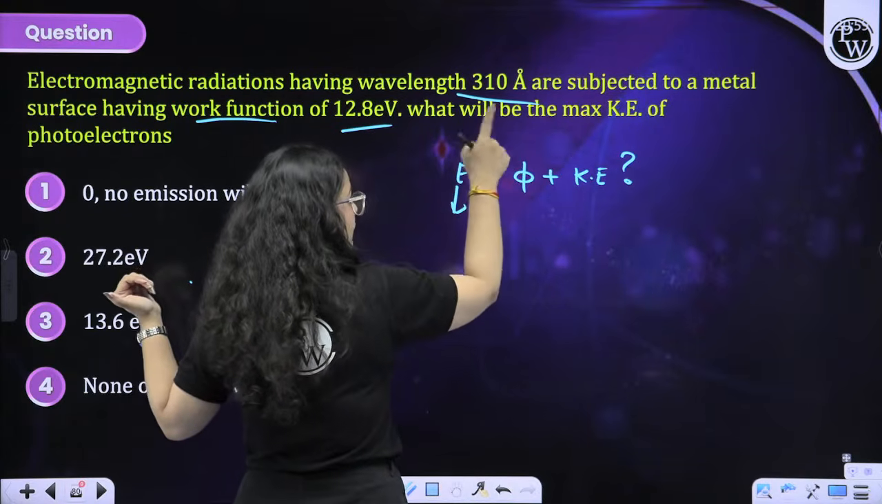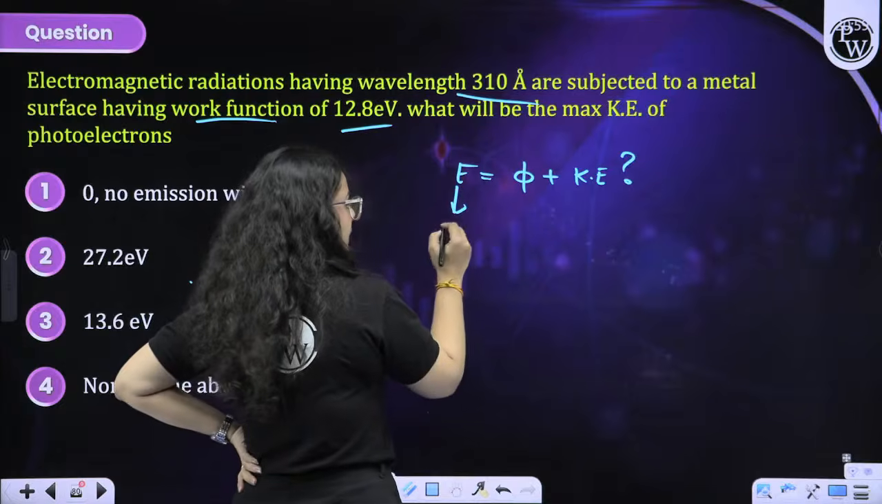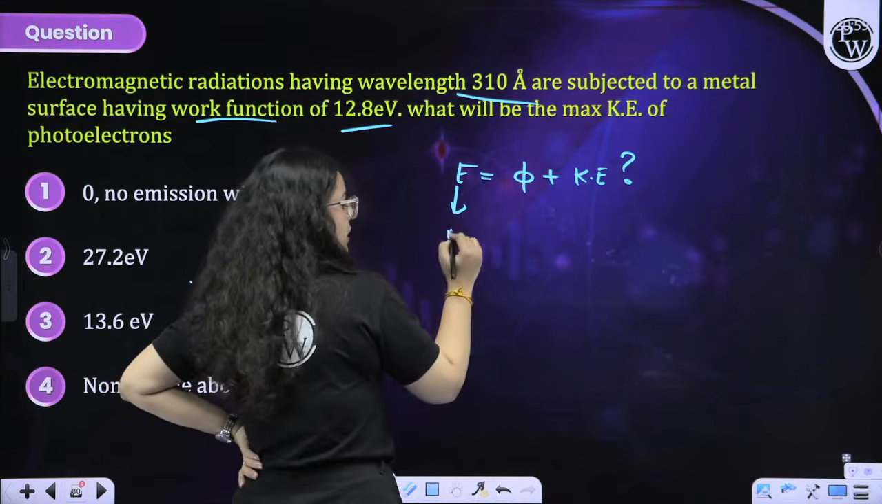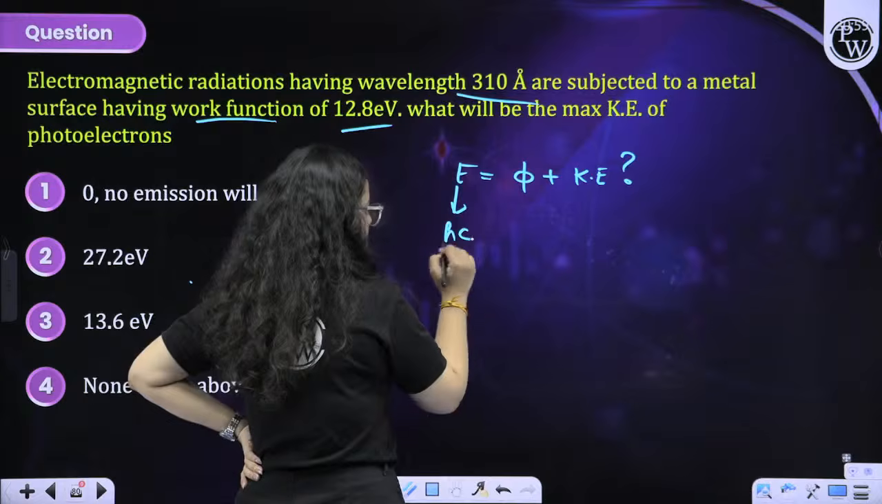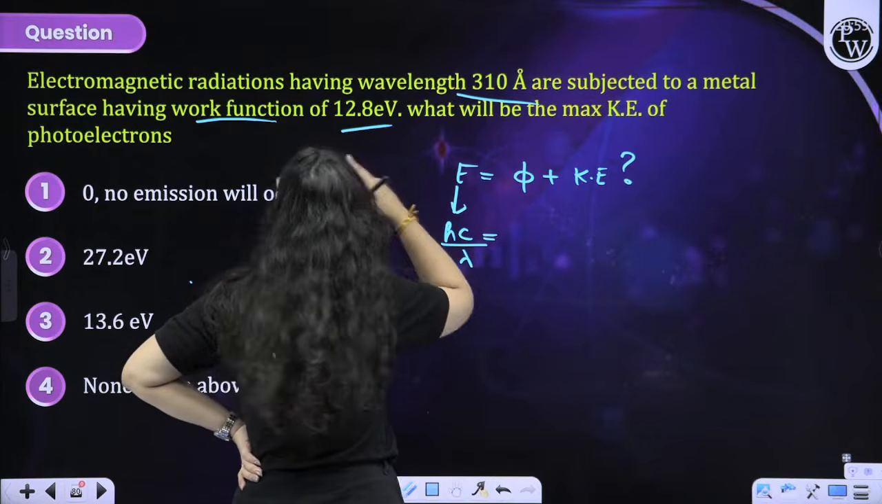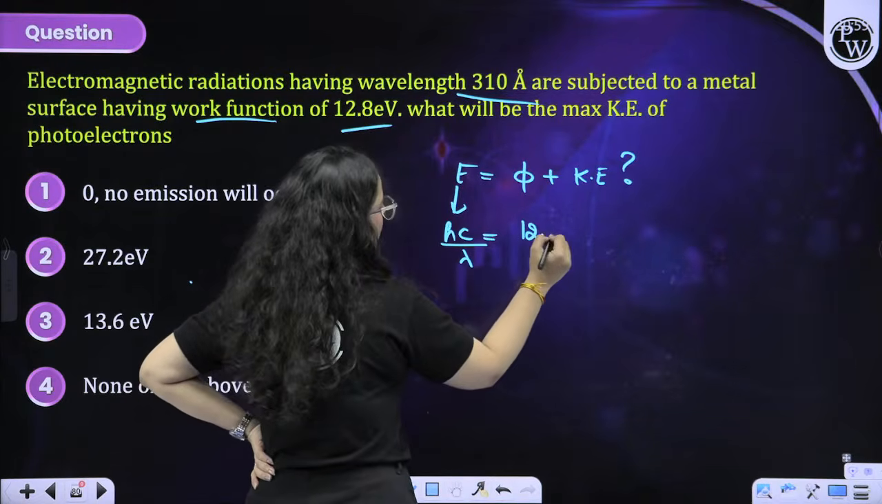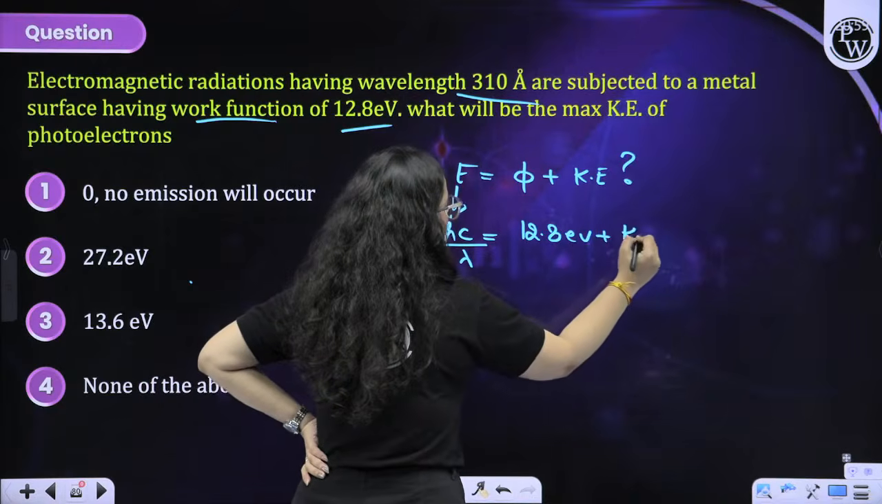They are not giving you E. They are giving you lambda. That means which formula? E = hc by lambda. Work function they are giving you 12.8 electron volt. And kinetic energy they are asking you.